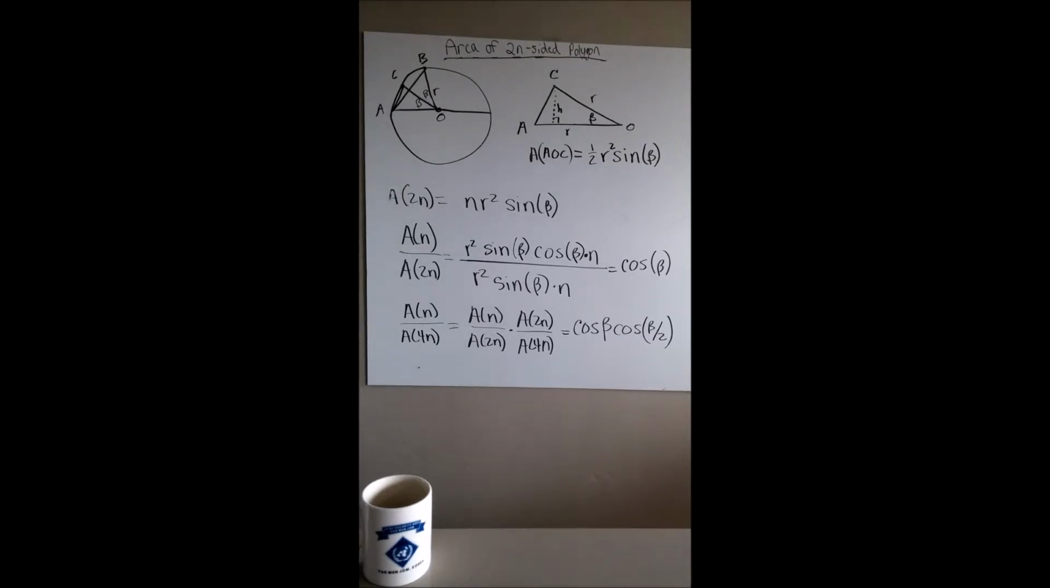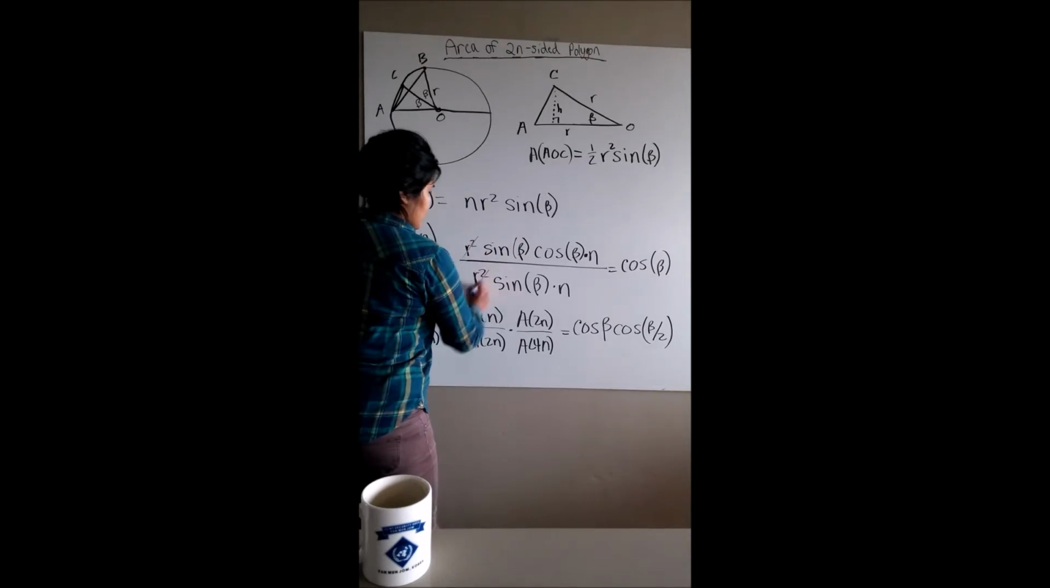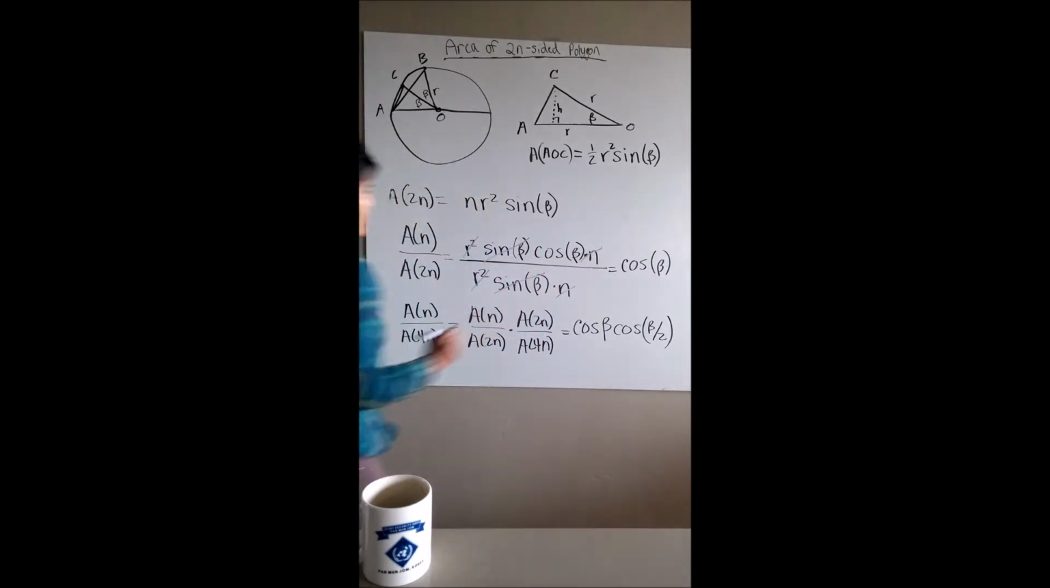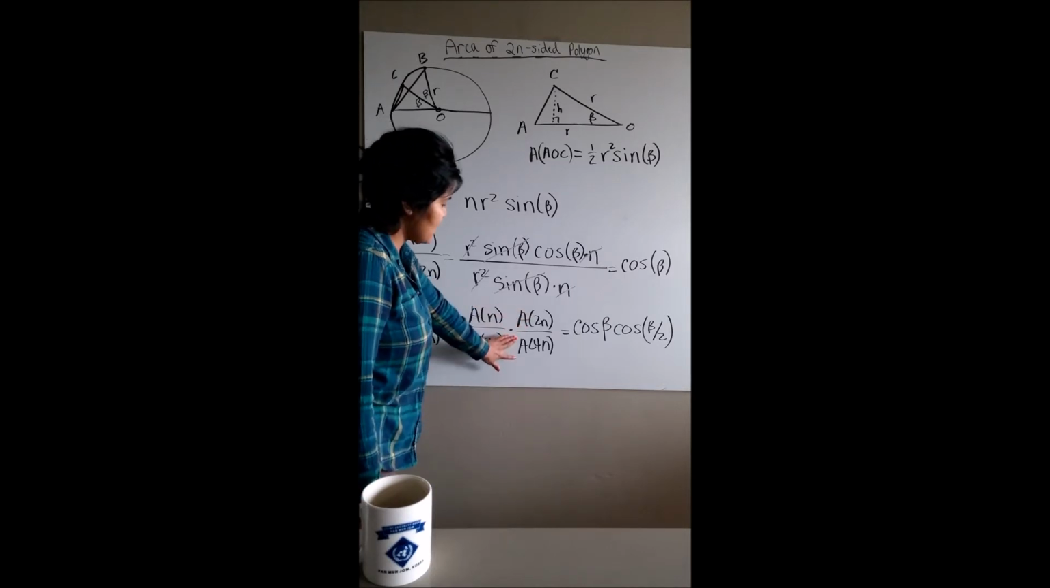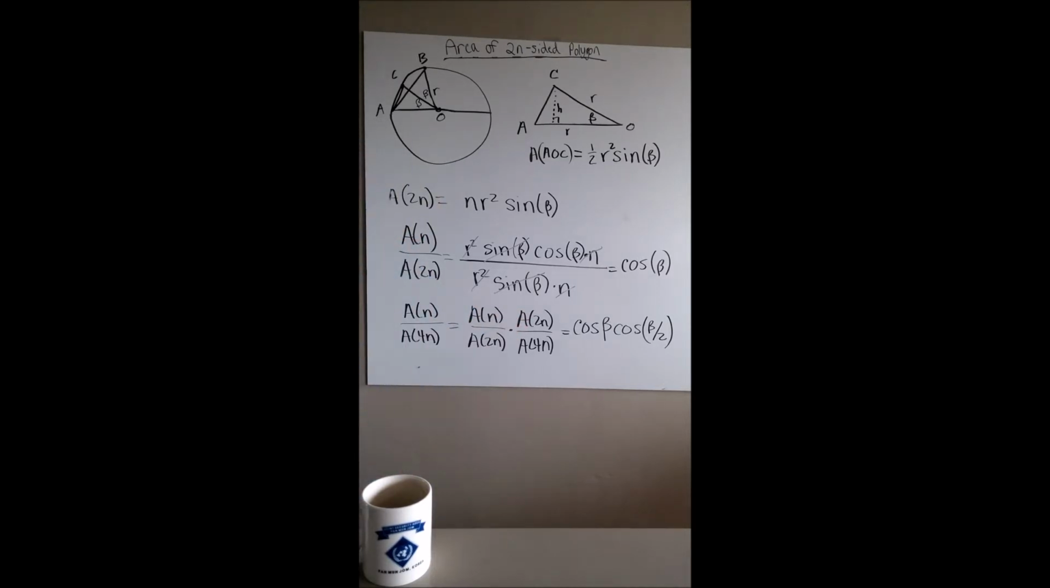Now, let's look at the ratio of the area of the n-sided polygon over the area of the 2n-sided polygon. So plugging these in, we see that everything cancels except for a cosine beta. So this is really nice. Well, what happens when we look at the area of an n-sided polygon over the area of a 4n-sided polygon? Well, we can decompose this into the area of an n-sided polygon over the area of a 2n-sided polygon times the area of a 2n-sided polygon over the area of a 4n-sided polygon. So we know the left component, but we don't know the right component.